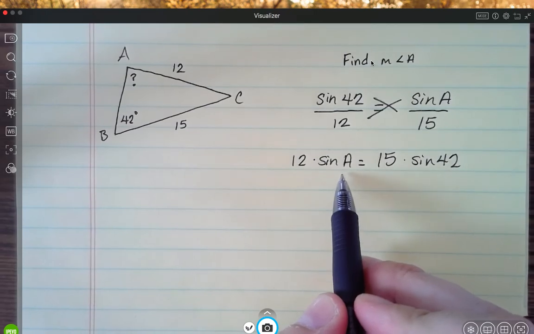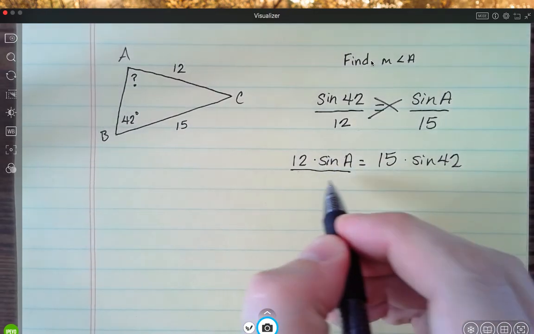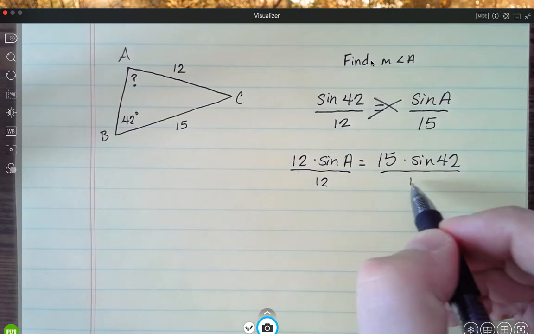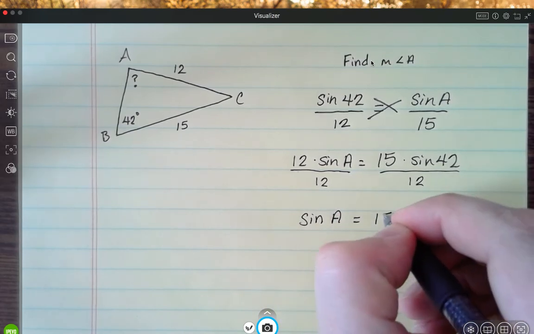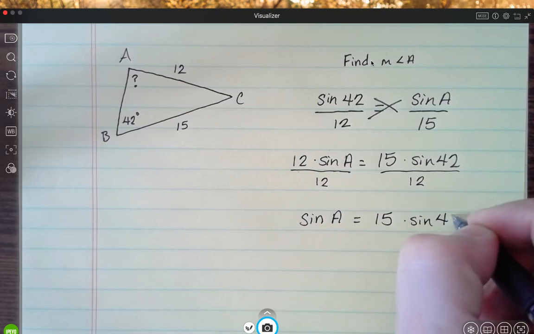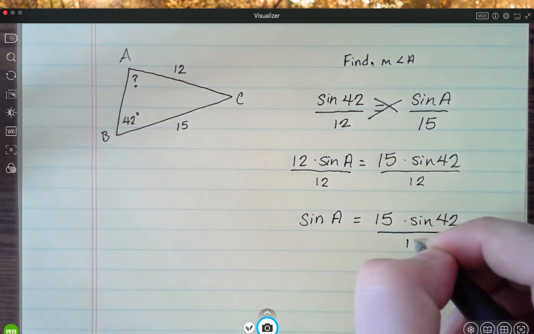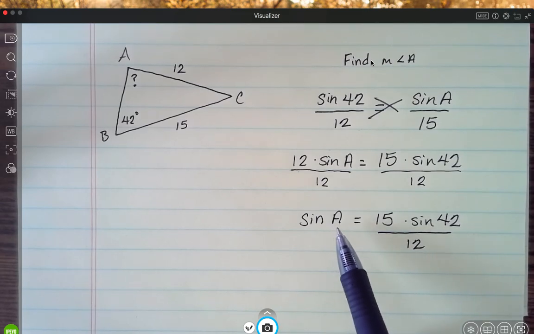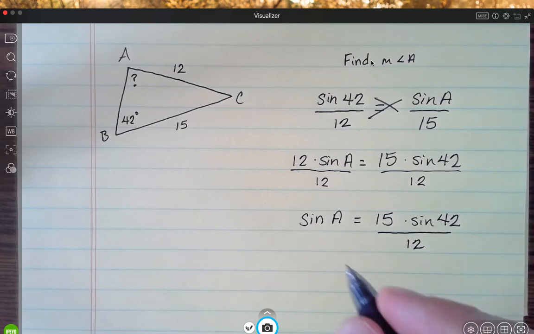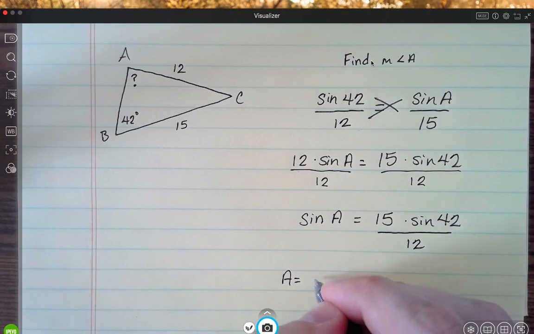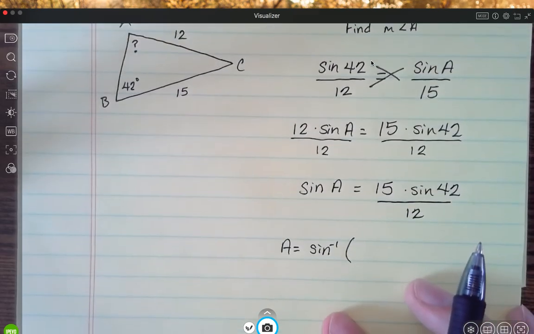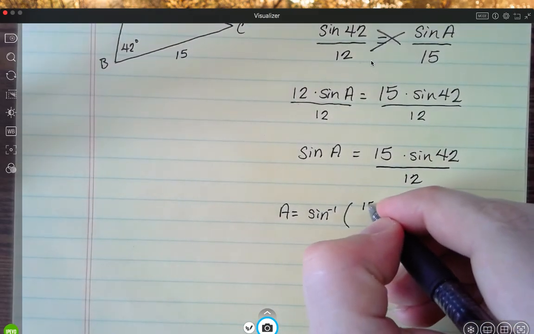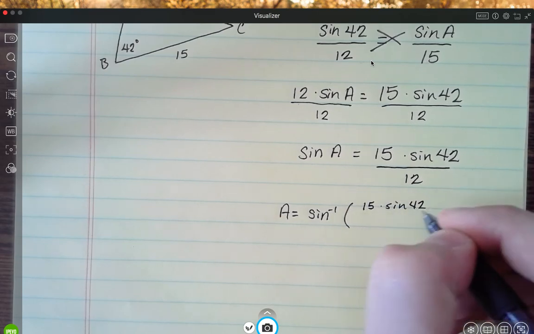I want to solve for A. So I'm going to get rid of this 12 here and divide by the 12. So I've got the sine of A is equal to 15 times the sine of 42 all over 12. I still don't have A by itself, and that's an angle measurement. And so we've got to go back to our last concept and use our trig inverses. So I know that A will equal the inverse sine of all of this. So A is going to equal the inverse sine of 15 times the sine of 42 all over 12.